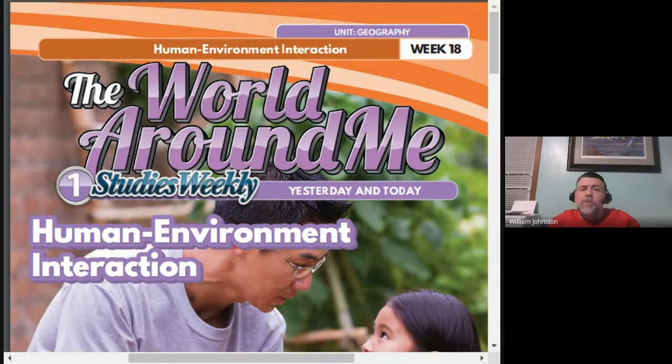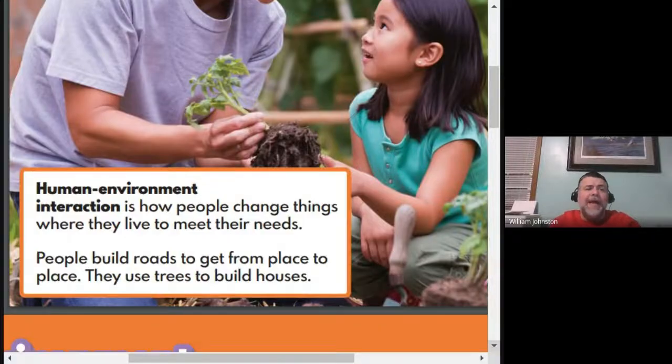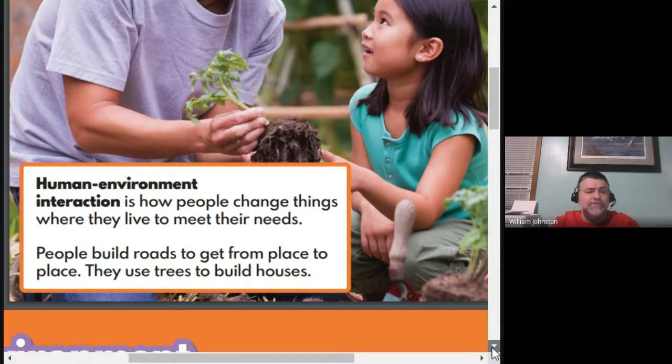Now, as we can see, we're going to be talking about geography and we're going to be looking at human environment interaction. Human environment interaction is how people change things where they live to meet their needs. People build roads to get from place to place. They use trees to build houses. These are just two examples of how humans interact with the environment in order to change things and bring about a positive change.